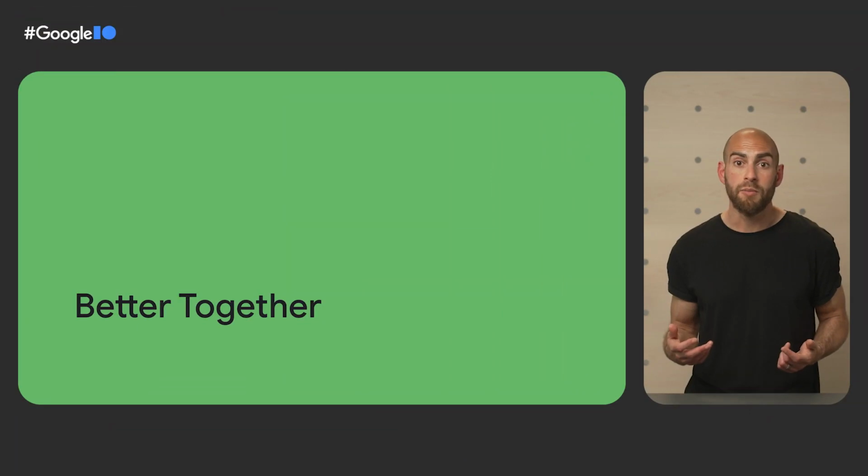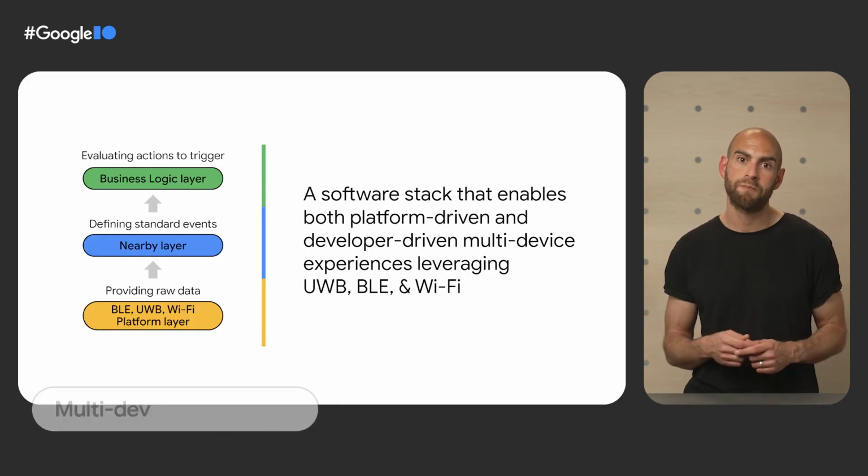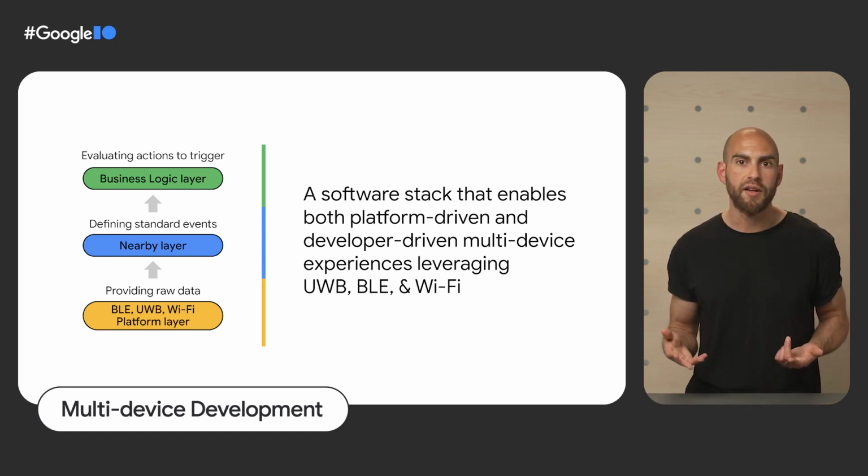Increasingly, users have more smart devices in their lives, and they expect app experiences to work seamlessly across them. Android lets you build for all these devices, from TVs to watches to smart speakers, with the phone at the center of your connected world, creating an experience that works better together. We're building a software stack to enable multi-device experiences, leveraging ultra-wideband, BLE, and Wi-Fi.